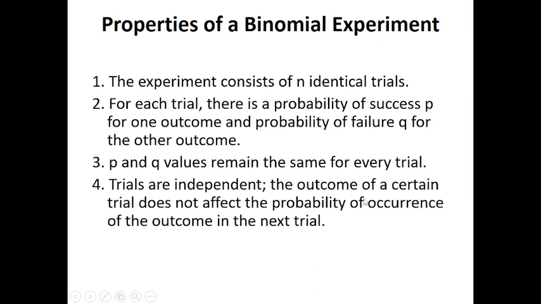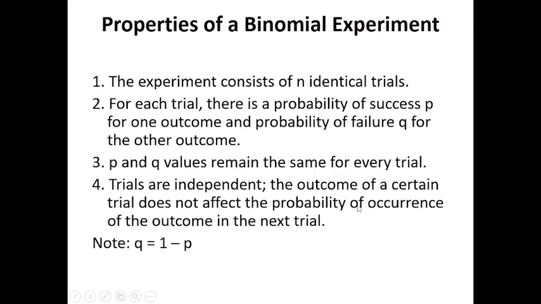So, in this case, again I repeat, trials are independent. The outcome of a certain trial does not affect the probability of occurrence of the outcome in the next trial. So that's the interpretation. The outcome of a certain trial, let's say trial 2, does not affect the probability of occurrence of the outcome in the next trial, let's say trial 3.